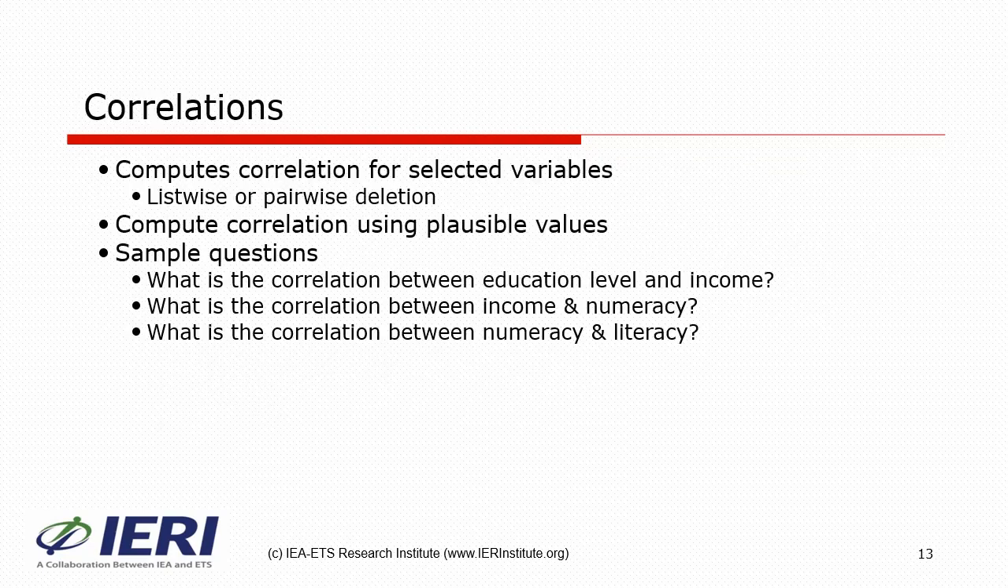You can also compute correlations for selected variables or between selected variables using listwise or pairwise deletion of the variables. You can compute correlations using plausible values, so either between plausible values or between plausible values and other variables. The correlation coefficient that it computes is the Pearson product moment correlation coefficient.